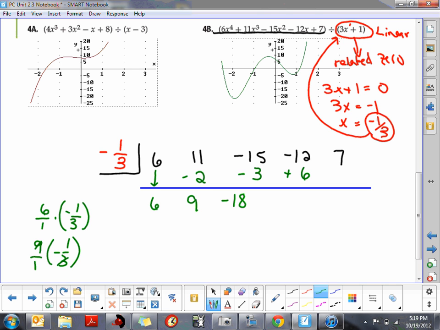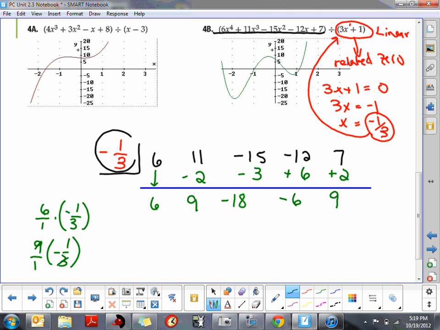So now we add. Negative 12 plus 6 is a negative 6. We've got a negative times a negative again, so it'll be a positive. What is a third of 6? Well, a third of 6 is 2. We add and we get a remainder of 9. We're out of numbers, so we're done with our synthetic division.